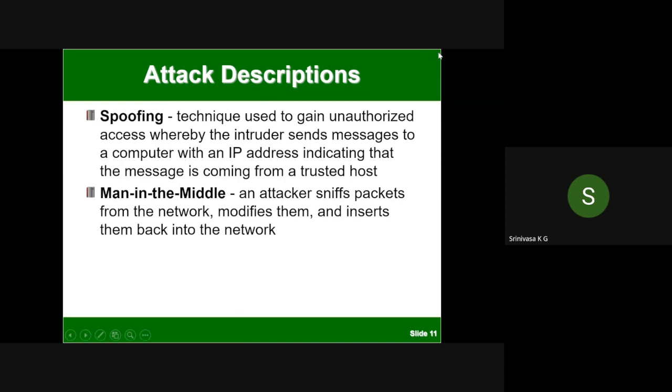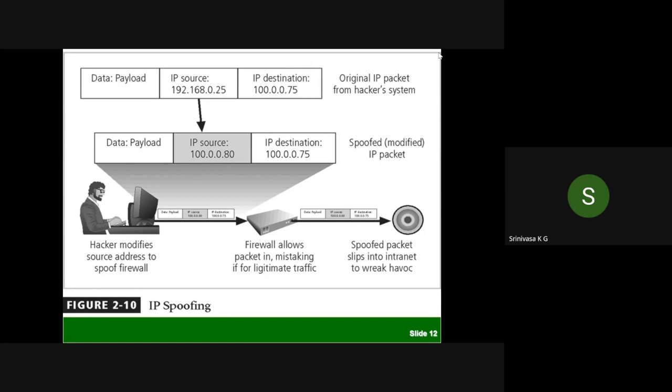Okay. Similarly, there is something called man in the middle attack. Here, an attacker sniffs the packets from the network, modifies them, and inserts them back into the network. This is an example of IP spoofing. The original IP packet comes from the hacker system, so it will change the IP source itself. It is a spoofed modified IP packet. So the hacker modifies the source address to spoof the firewall. The firewall allows the packet in, mistaking it for legitimate traffic, and the spoofed packet slips into the internet to wreak havoc.